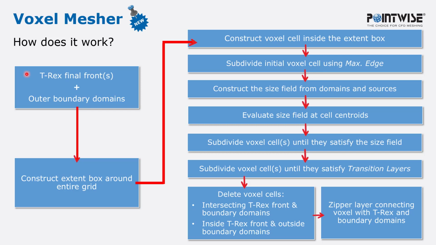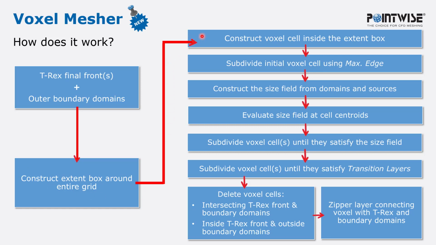At the end of that TRX portion of the block, you have the final front. So the voxel algorithm is going to have to populate that volume that exists between the final TRX front and the outer domains of the main surface of the quadcopter. This is your starting point right here. From there you move right here. The first thing that the voxel algorithm is going to do is to construct an extend box around the entire grid. Then you move right here.